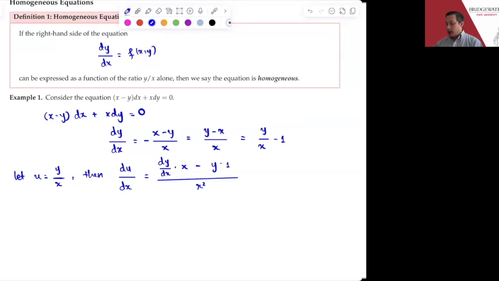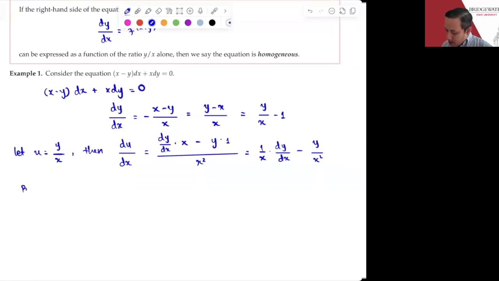Now you're going to simplify this fraction, right? From one big fraction, get down to just two smaller fractions. So you have 1 over x simplified with x squared: 1 over x times dy/dx minus y over x squared. So now du/dx is equal to 1 over x times dy/dx minus y over x squared. But you see that dy/dx is actually equal to y over x minus 1.